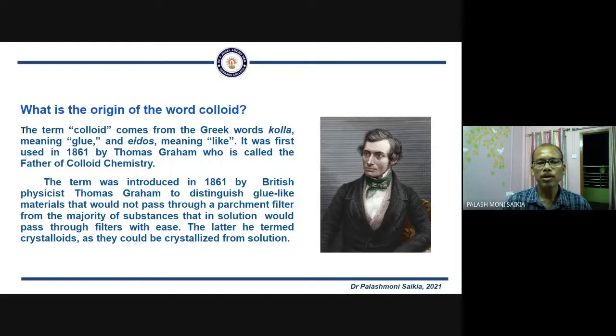So let's begin the talk with the origin of the word colloid. We all know this term colloid comes from the Greek word kolla, which actually means glue, and eidos meaning like, that is glue-like particles. And the word was first used by none other than Thomas Graham, who is also called the father of colloid chemistry. Way back in 1861, he coined this term.